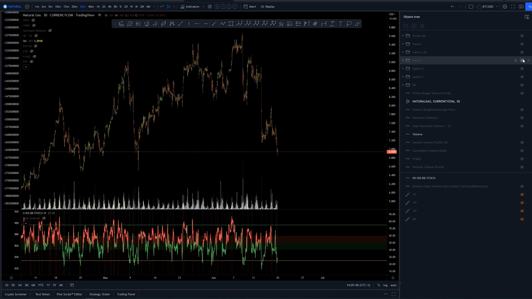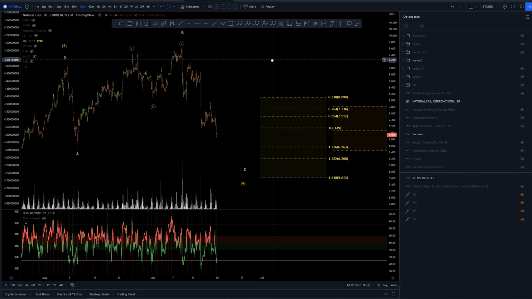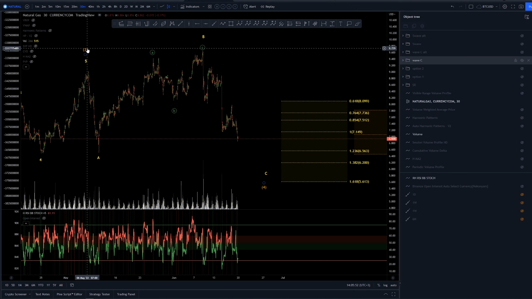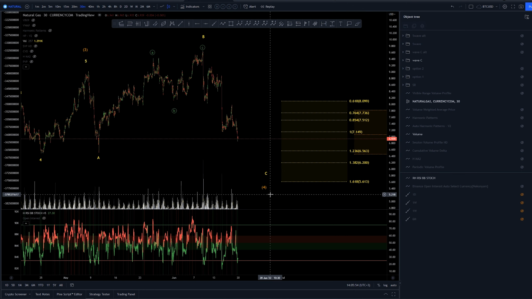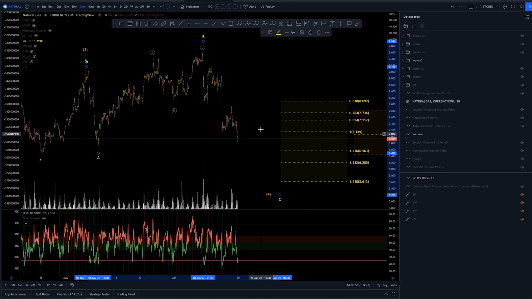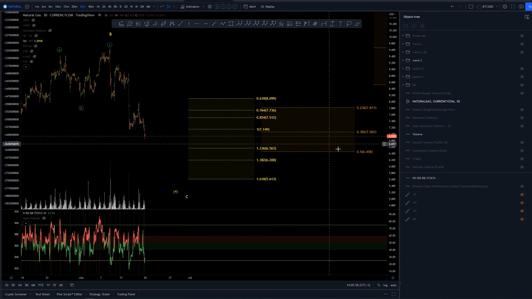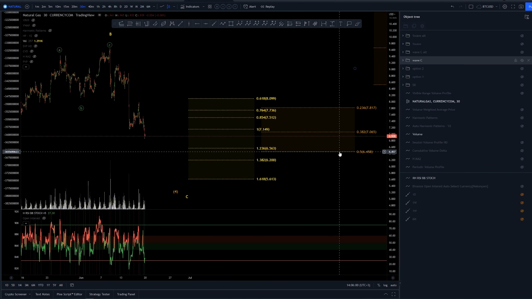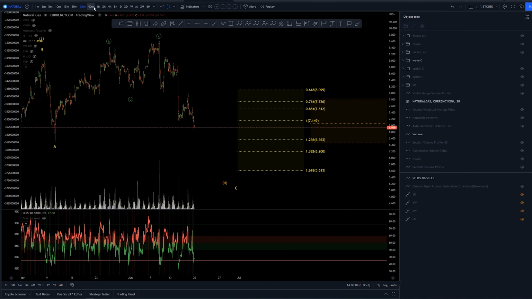Not that one. Here we go. So overall, what we were looking at is this third of intermediate, and now creating some kind of flat pattern down here into the wave 4. Now we had targets here for the wave 4. Right here is the maximum, basically around $6.50.